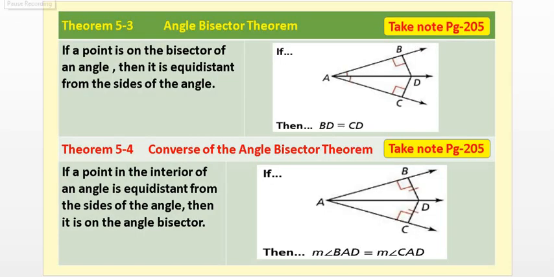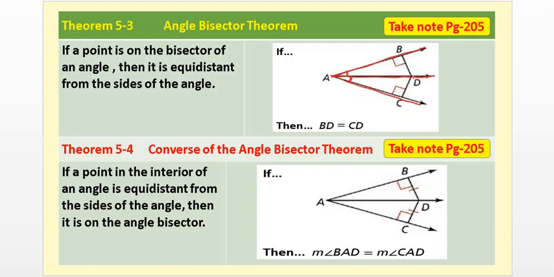Clear? Now let's discuss the theorems about the angle bisectors. The first theorem, 5.3, says if a point is on the bisector of an angle, then it is equidistant from the sides of the angle. So this is an angle, right? Angle A. Now this is the angle bisector. How will I know that this is the angle bisector? Because they put these symbols over here to show that this angle is divided into 2 equal parts, or 2 halves. It has been bisected, right?